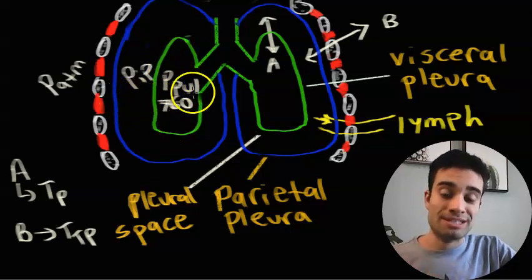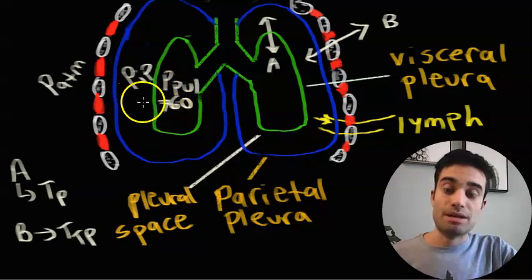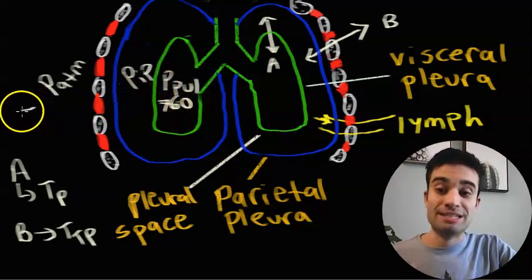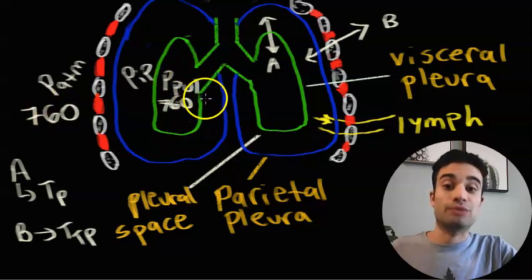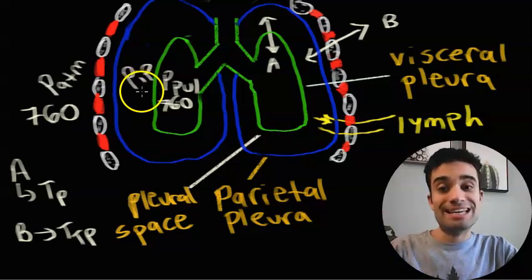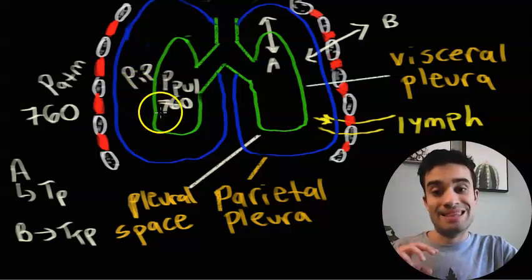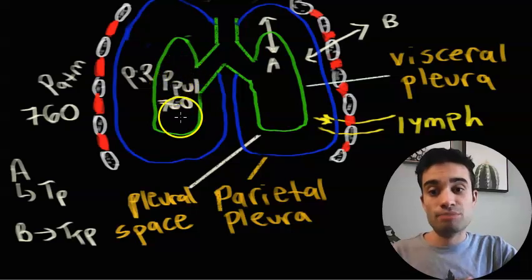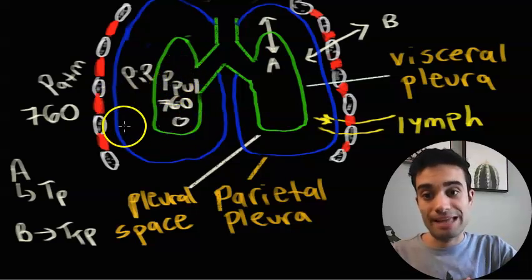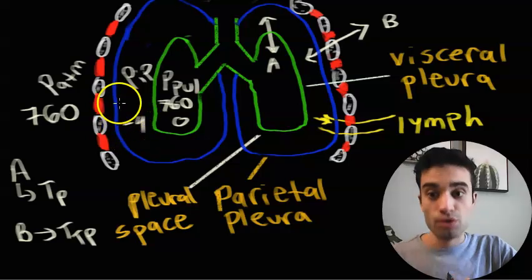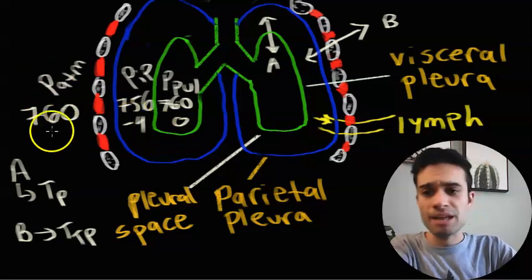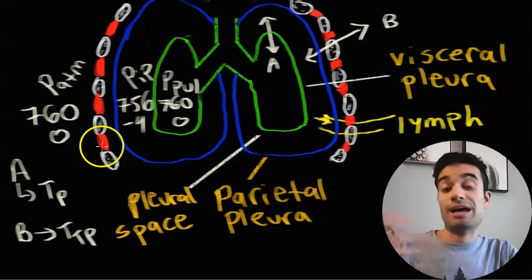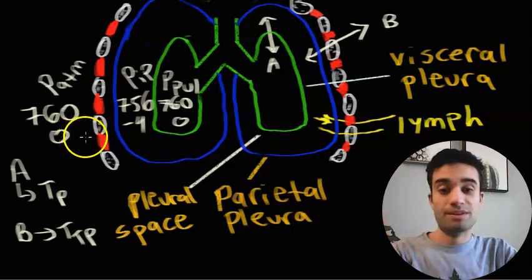So we can also say, by the way, atmospheric pressure at sea level is 760, which is the same as the pulmonary pressure at rest. But the intrapleural pressure is 4 units less. So we can say the pulmonary pressure is 0, and this will be -4, or we can say 756. And atmospheric pressure we can also call 0, because we're looking at the relative pressure, right?